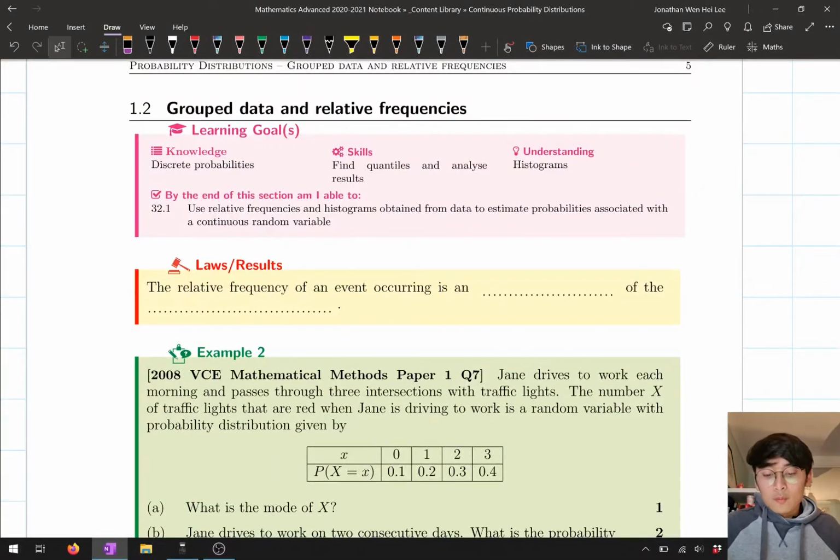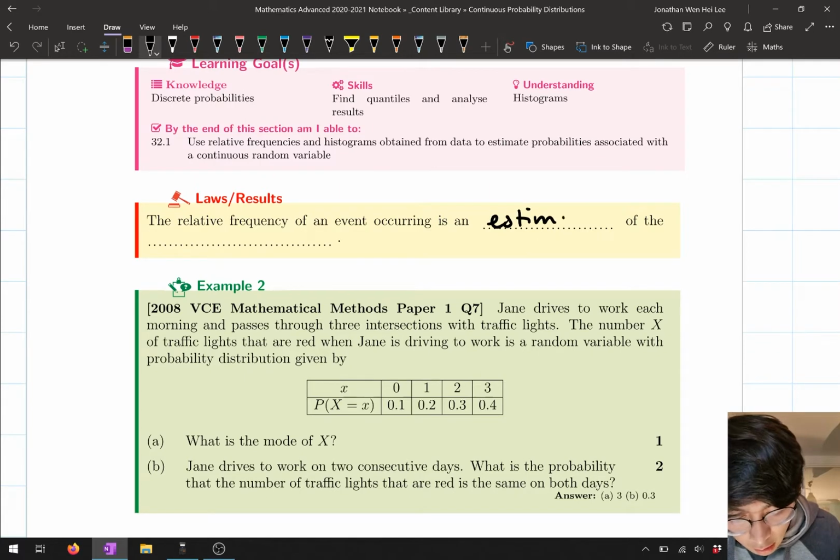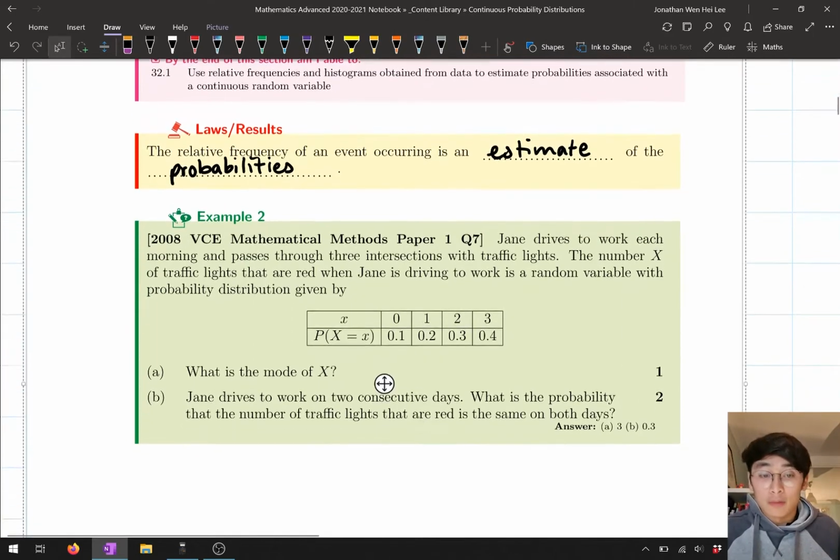Now, here on this page, this is on page 5, we need to talk about grouped data and relative frequencies. Here in the first law or result, the relative frequency of an event occurring is an estimate of the probabilities. So when we talk about relative frequency, it's an estimate of the probabilities of that particular thing happening.